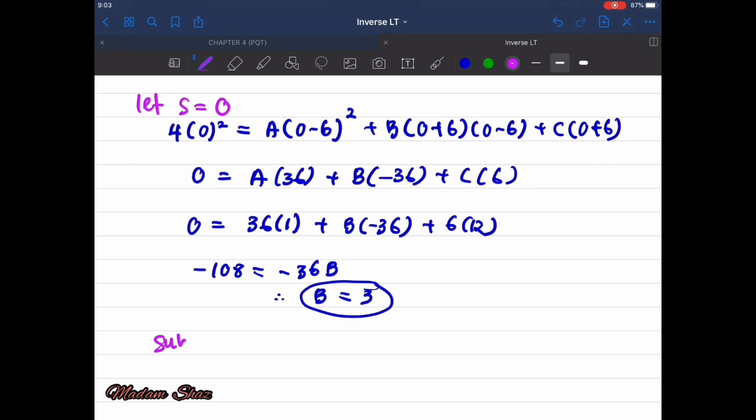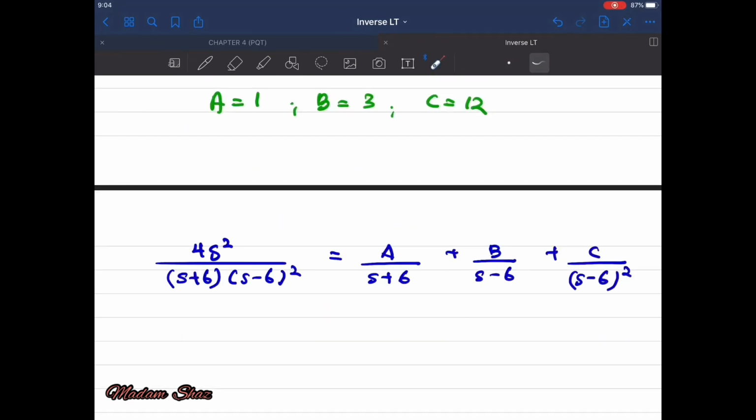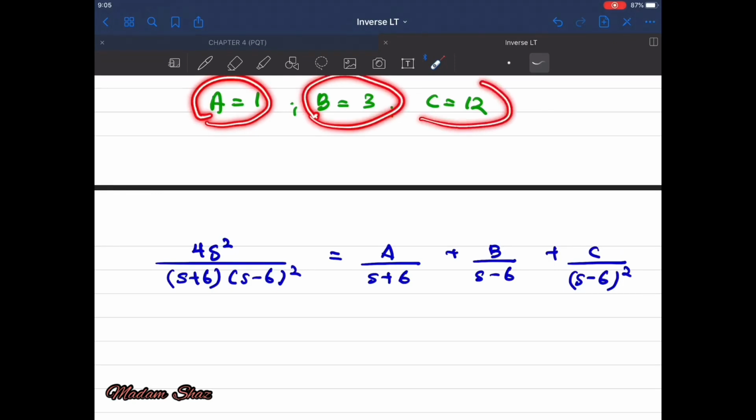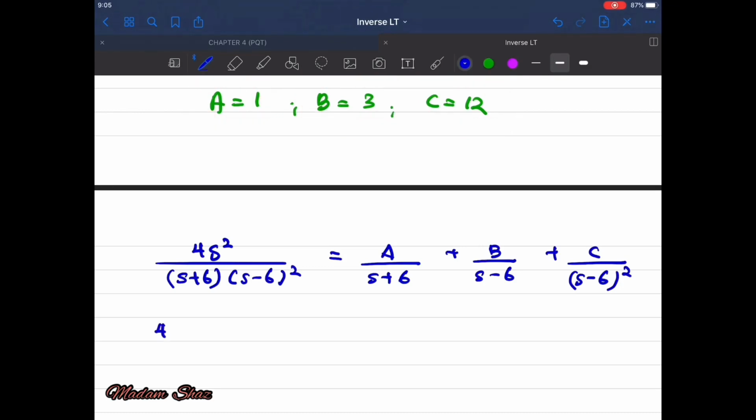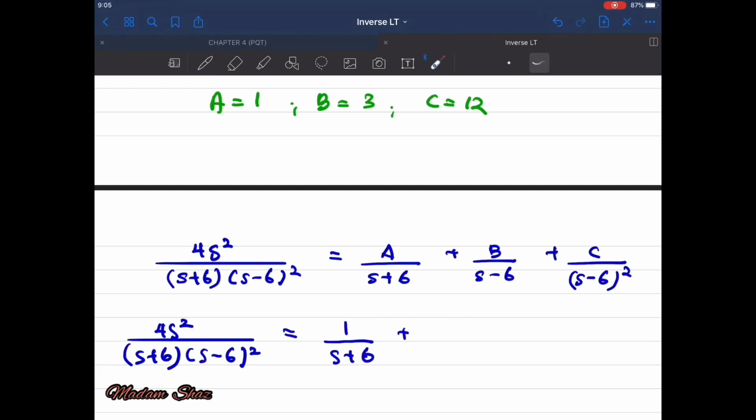Now you have to substitute the values a, b and c back into the partial fraction. Based on our calculation, a is equal to 1, b is equal to 3 and c is equal to 12. So substitute all the values into the partial fraction we had right before this. 4s squared divided by (s plus 6)(s minus 6) to the power of 2 is equal to 1 over s plus 6, plus 3 over s minus 6, plus 12 over (s minus 6) to the power of 2.